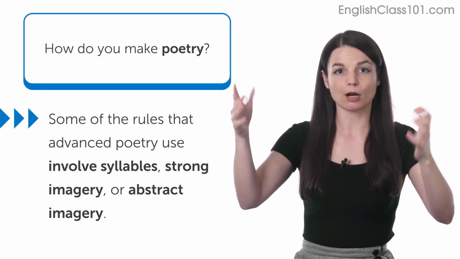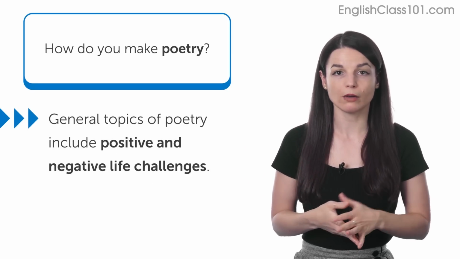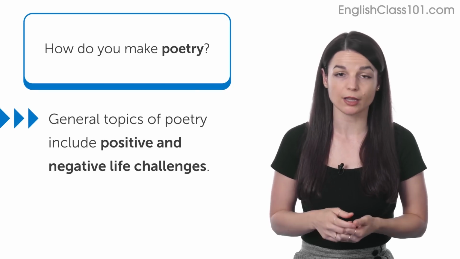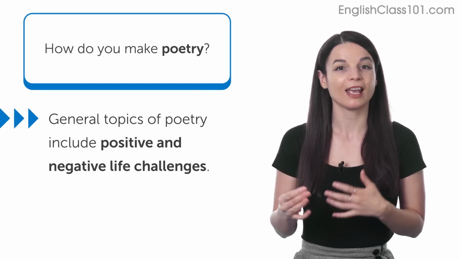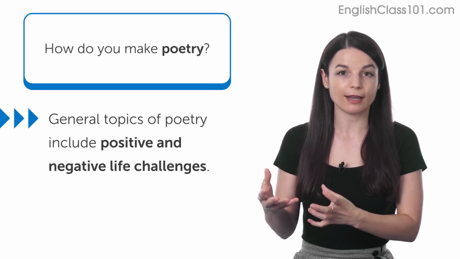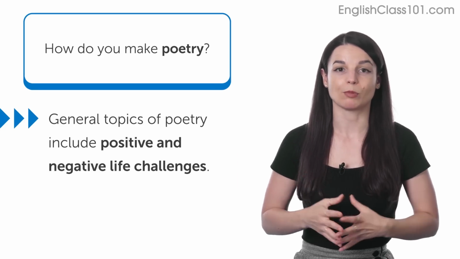So these, as I said, are more advanced ways of writing poems, but generally the topics that people cover are those specific life challenges or the specific kind of high and low points of life. People talk about those and express themselves through their writing, and so they choose different words and different rhythms and so on to express these things.